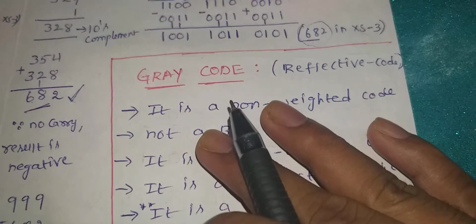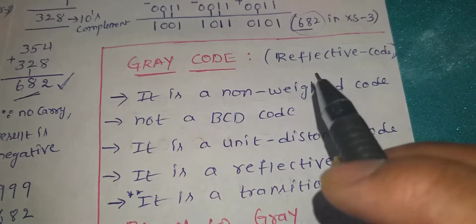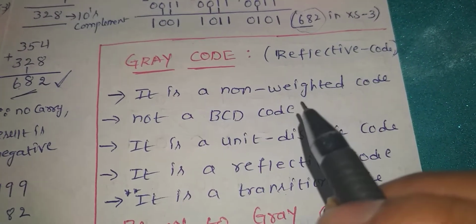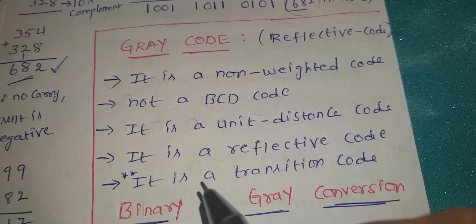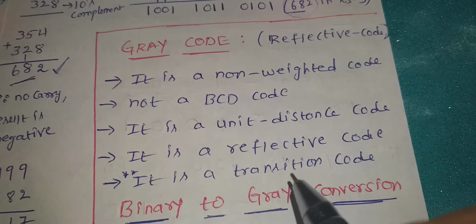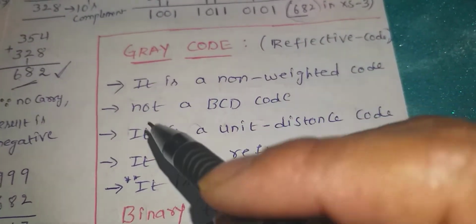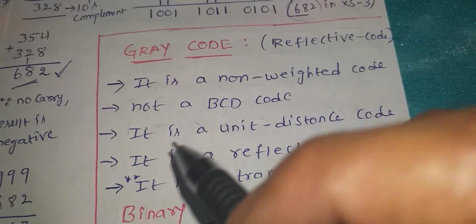Now we will move to the gray code. Gray code can also be called a reflective code. It is a non-weighted code. It is not a BCD code. It is a unit distance code. It is a reflective code, and very important one, it is a transition code. Now we will discuss all this in the next class.